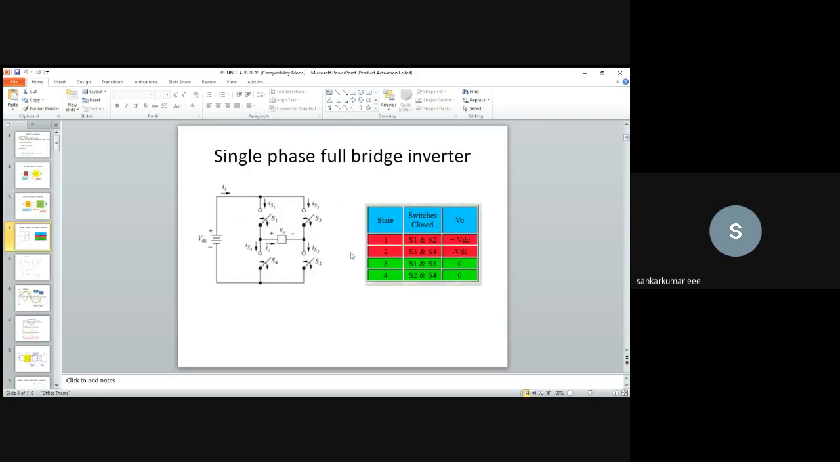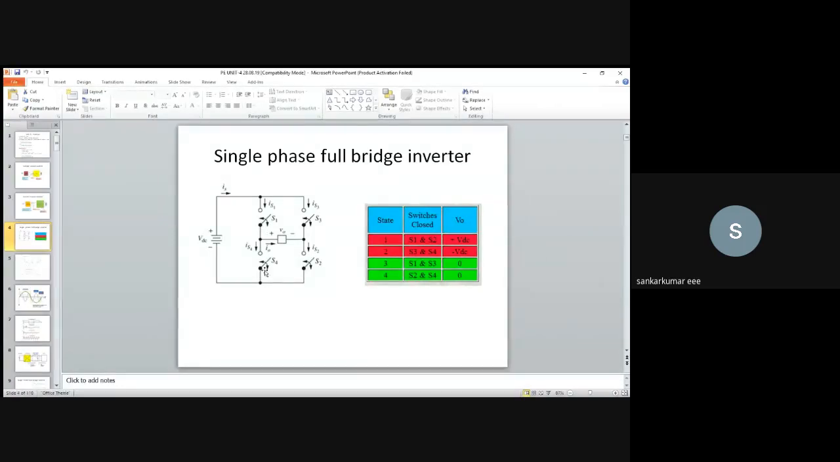Then the next one is the single phase full bridge inverter. Inverters can be classified as half bridge inverters and full bridge inverters. First, let us see the single phase full bridge inverter. This is the input DC source, and this is the load. Across this load, we measure the output voltage V0. We will get the output voltage as AC.